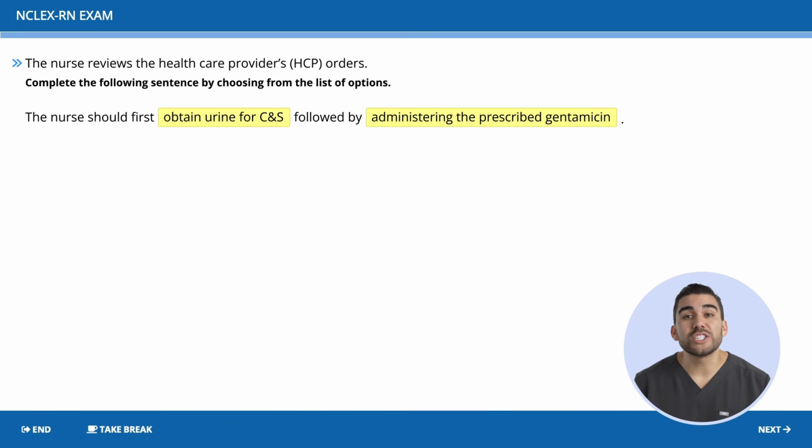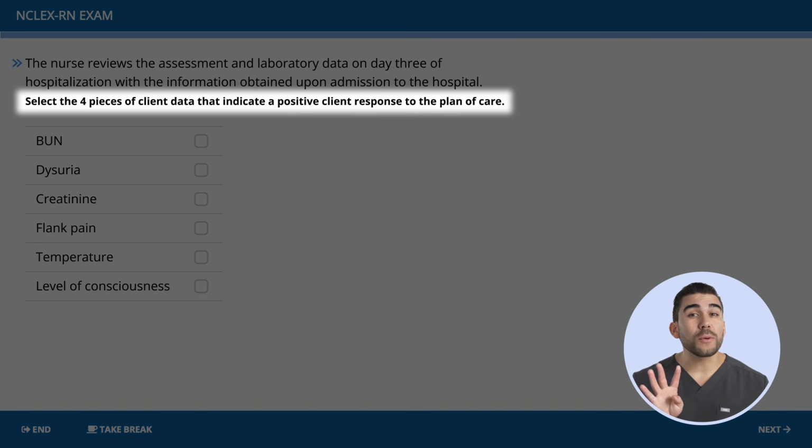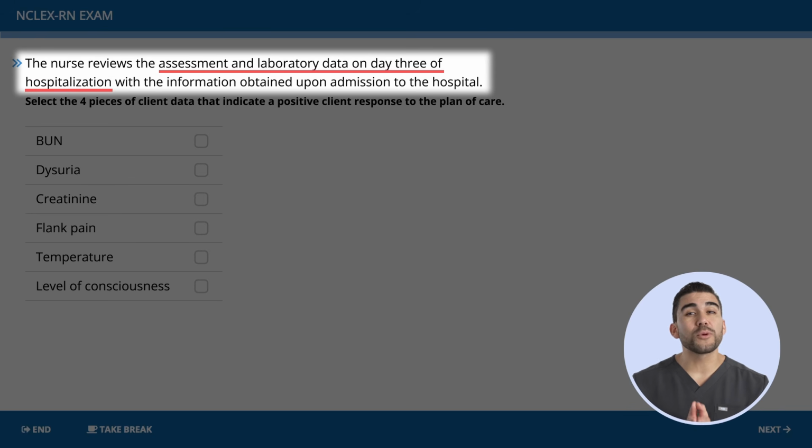So the correct answer here is the nurse must first obtain urine for culture and sensitivity, followed by administering the prescribed gentamicin. Oh, this next one is a SATA question. And you know what they say, SATA is just one letter away from Satan. In this question, we have to select 4 pieces of client data that indicate a positive client response to the plan of care. The problem here is tracking the improvement of pyelonephritis and potential sepsis.